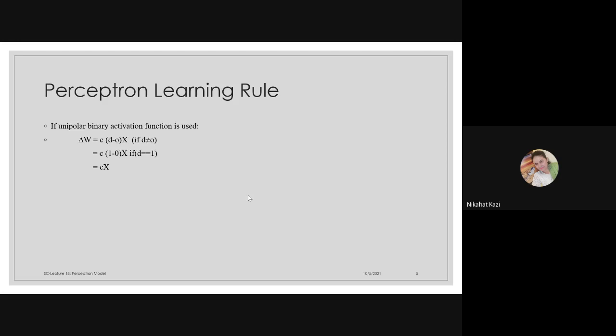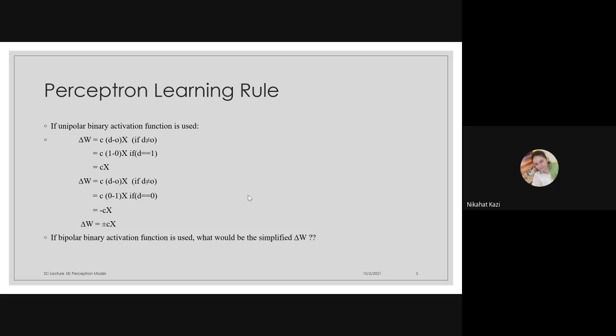And in the other case, when D is equal to 0 and O is equal to 1, you will get minus Cx. So delta W is equal to plus or minus Cx, and the sign of this term depends on the desired output. When D is equal to 1, it is plus Cx. When D is equal to 0, it is minus Cx. So this is the case when the unipolar binary activation function is used.